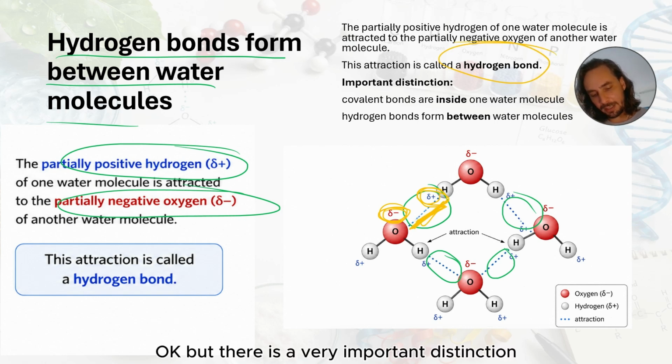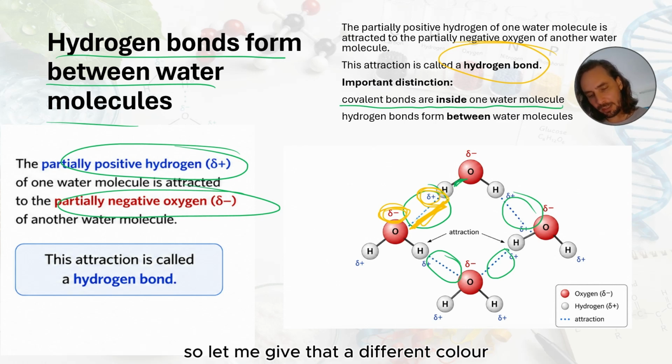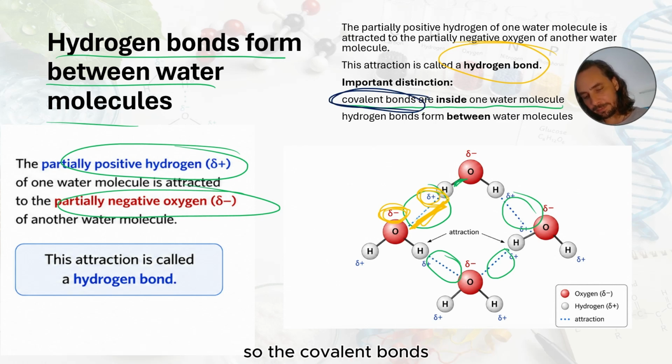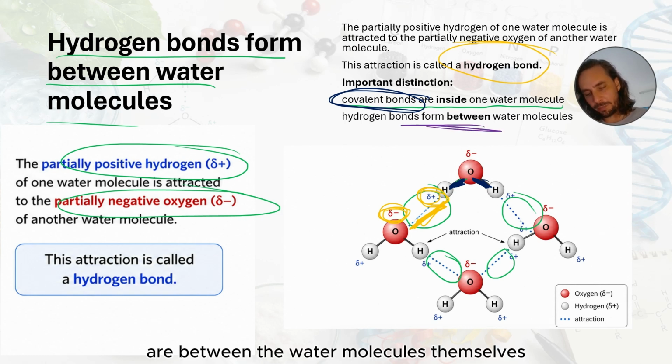Okay, but there is a very important distinction. So covalent bonds are inside one water molecule. So let me give that a different color. So the covalent bonds are between the atoms of the molecule, and hydrogen bonds are between the water molecules themselves.